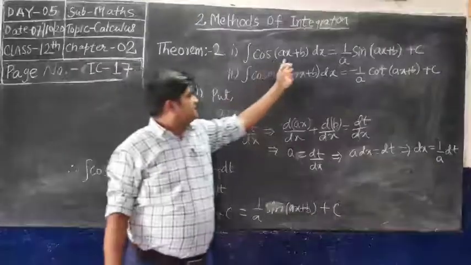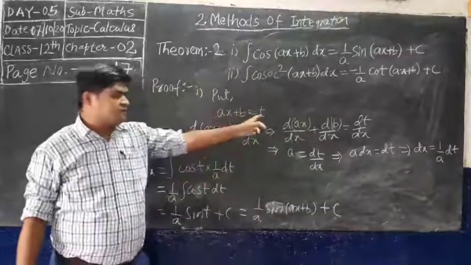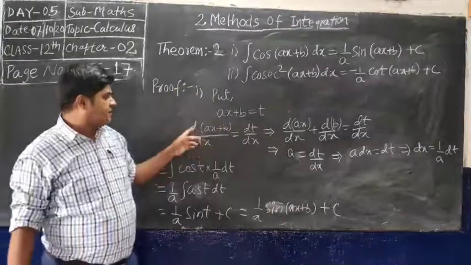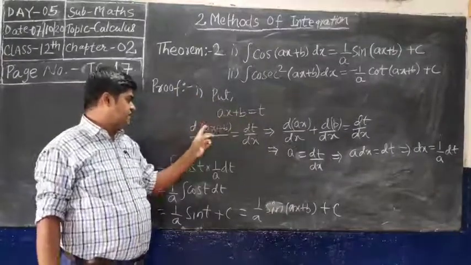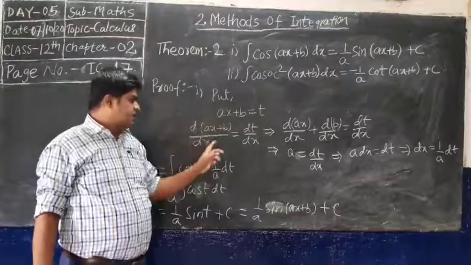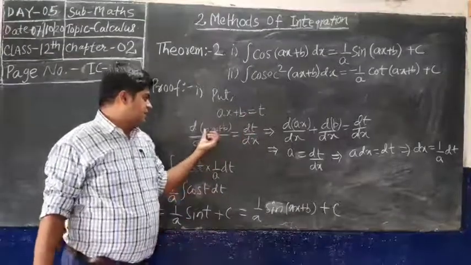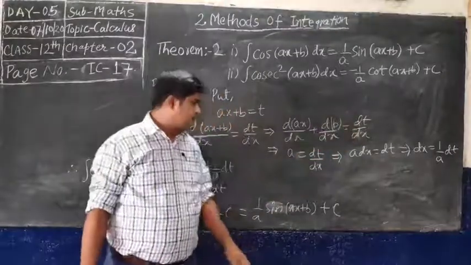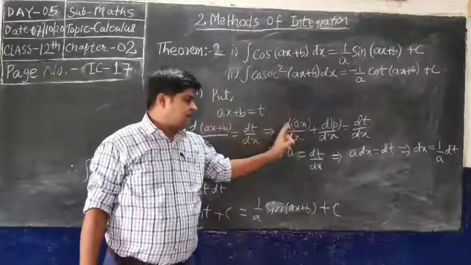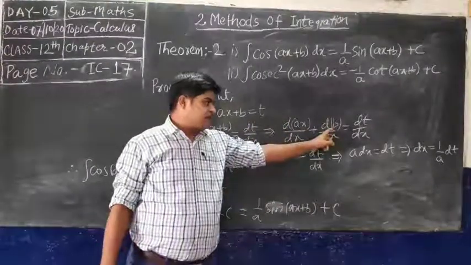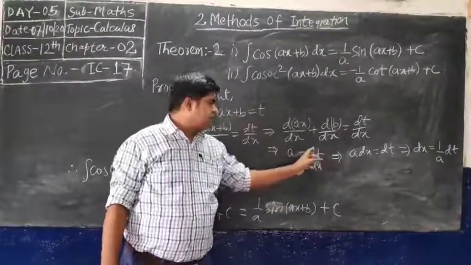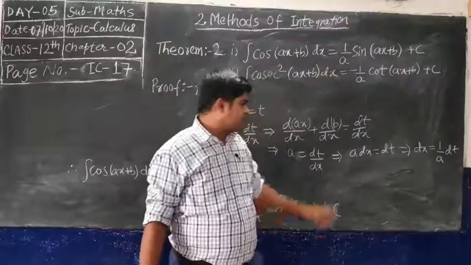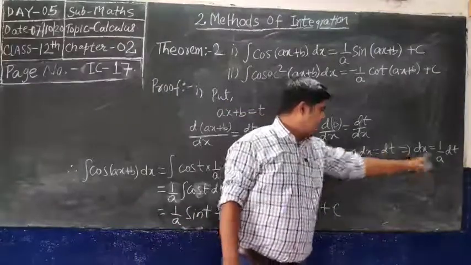You will suppose the base term ax + b is equal to t, and you have to follow the same process as theorem 1. Find the derivative of this equation: d(ax + b)/dx is equal to dt/dx. So a dx/dx plus d(b)/dx is equal to dt/dx. a is constant and dx/dx is equal to 1, and the derivative of b becomes 0. So finally a is equal to dt/dx, and this becomes a dx is equal to dt. That means finally dx is equal to 1/a dt.